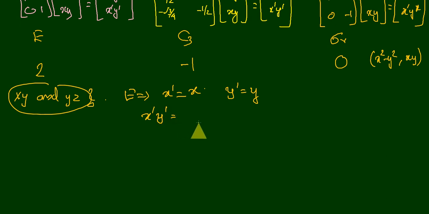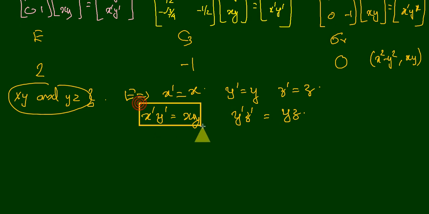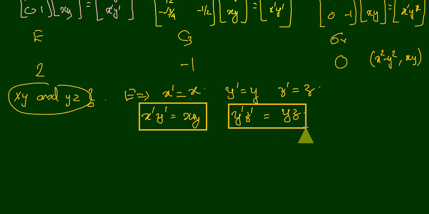is equal to xy, and y, and we have to write z also. So during E, z dash is equal to z also. So y dash z dash is equal to yz. Okay, so we have two results here. That is x dash y dash is equal to xy and y dash z dash is equal to yz. So let me put that in squares or boxes.